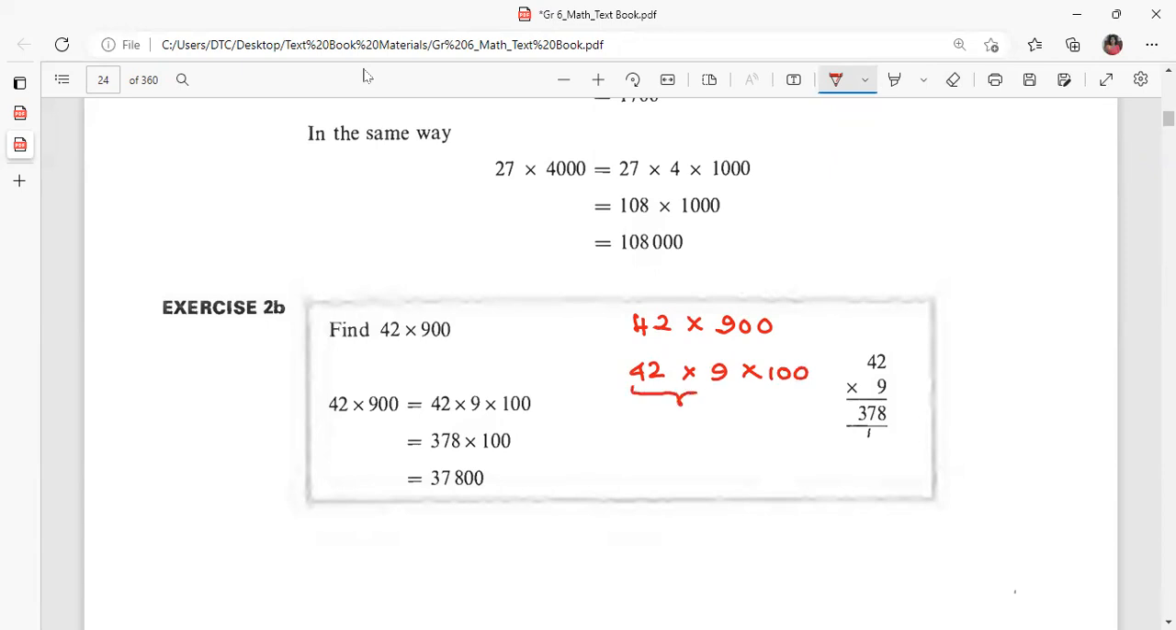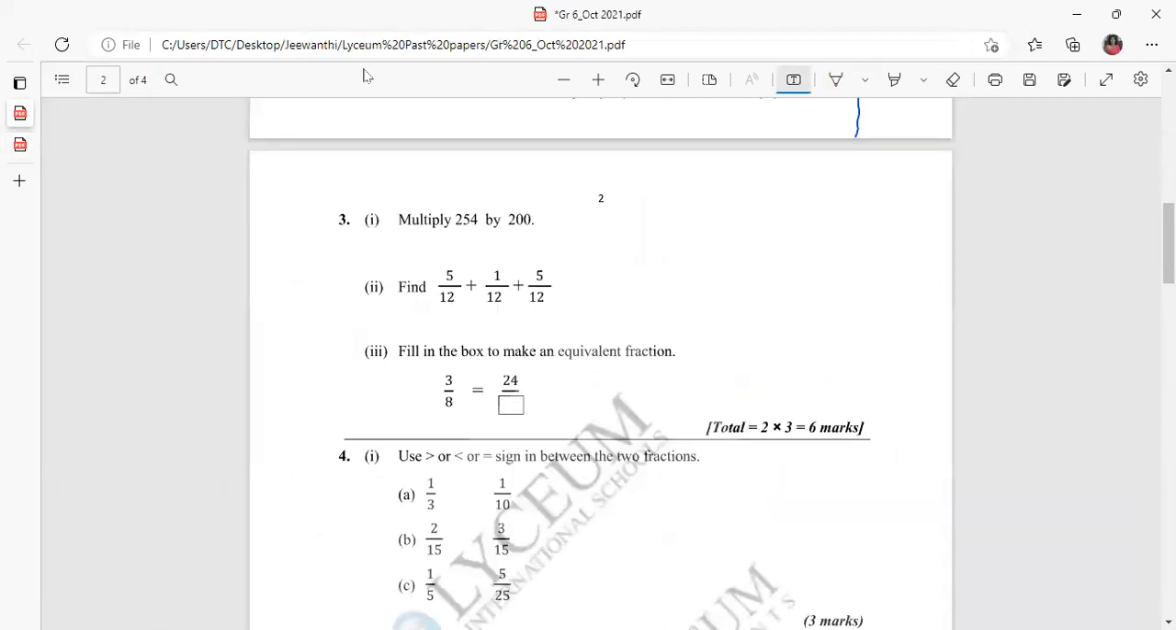First you do this thing. 42 you multiply by 9, it gives you 378. Okay. So then you do 378. You multiply by 100. You know what you should do. You want to add 2 zeros to the end. That is 37,800. Right? So you see that the same thing we want to do, right?